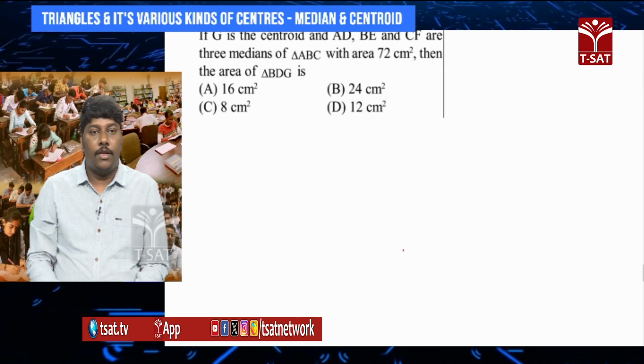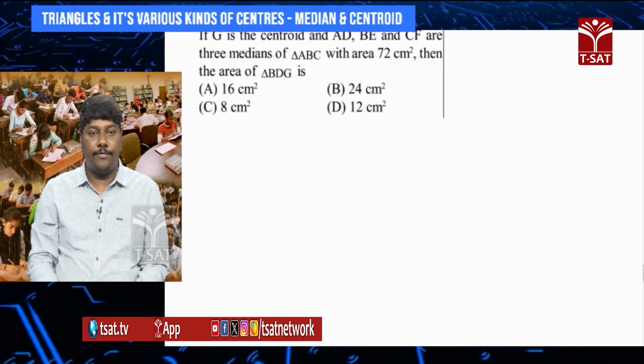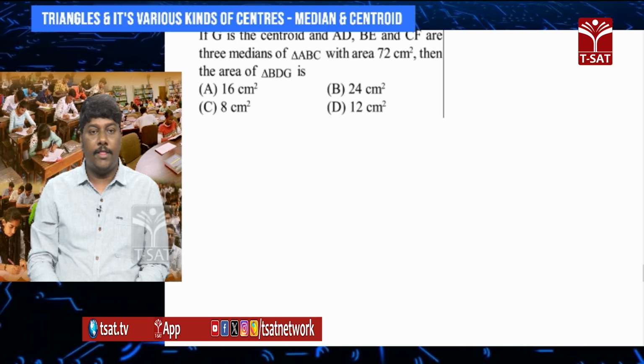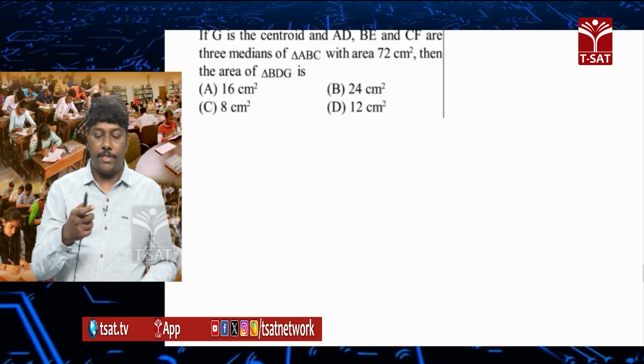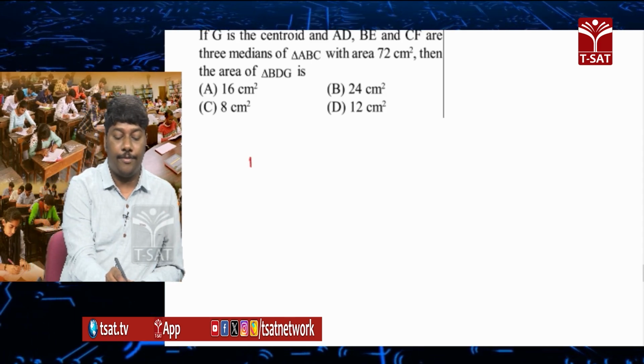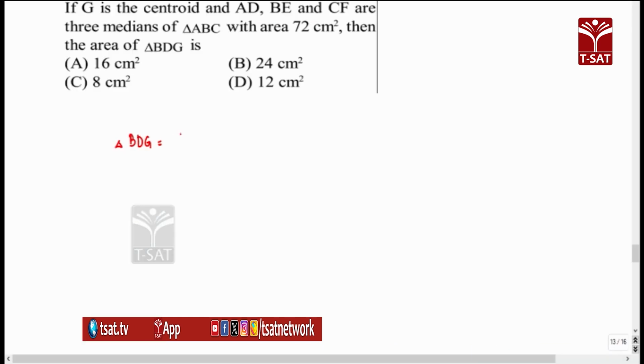Look at the next problem. G is the centroid; AD, BE and CF are three medians of triangle ABC with area 72. Then the area of BDG he is asking you. In the previous case also we have seen the area of BDG. Triangle BDG is equal to 1/6 of the area of triangle ABC. Therefore, 1/6 of 72 is 12 centimeters square. So, it is a simple one, you just have to know that it is 1/6 of the triangle, which is equal to 12 centimeters square.